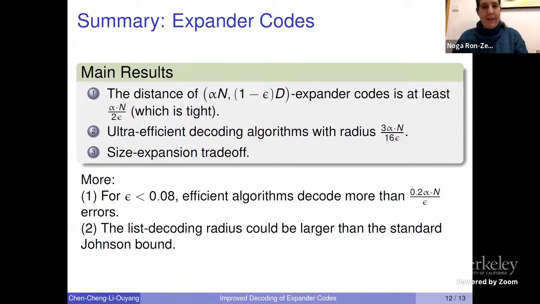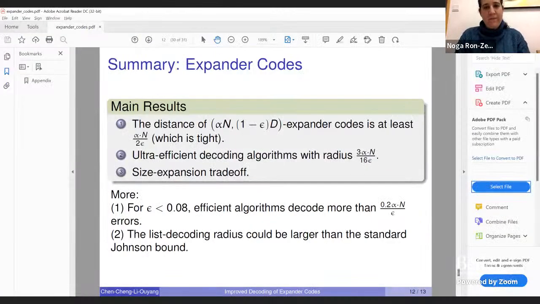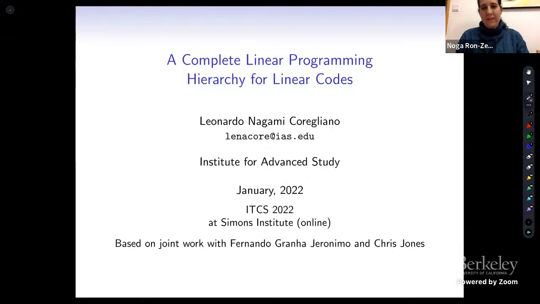Okay, so who is next? Leonardo, right? Hopefully everyone can hear me and can see my screen. I can hear you and I can see your screen. Thank you. Okay, so next speaker is Leonardo Coregliano from Institute for Advanced Study at Princeton, right? Yes. Yes. Okay, I think there are a couple of them. Okay, cool. And it will tell us about linear programming for linear codes. Yes. Thank you.